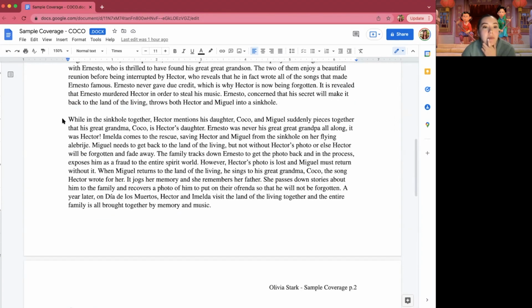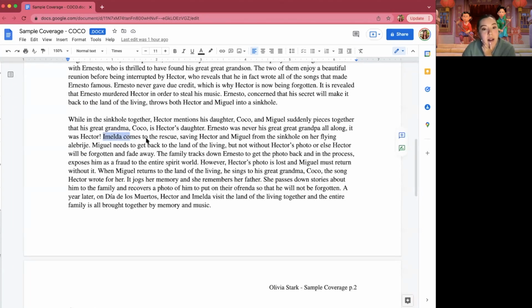So then Act 3. While in the sinkhole together, Hector mentions his daughter Coco, and Miguel suddenly pieces together that his great-grandma Coco is Hector's daughter. Ernesto was never his great-great-grandpa all along. It was Hector.